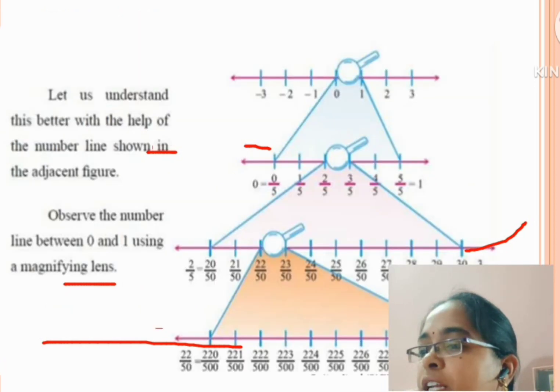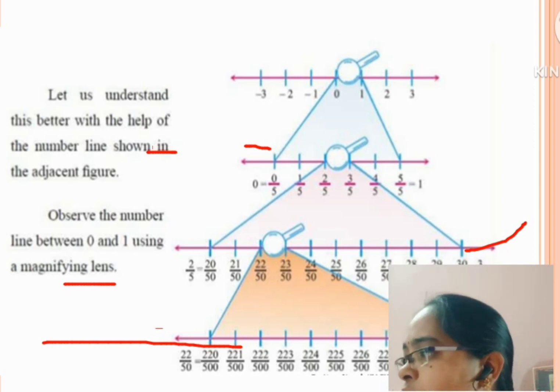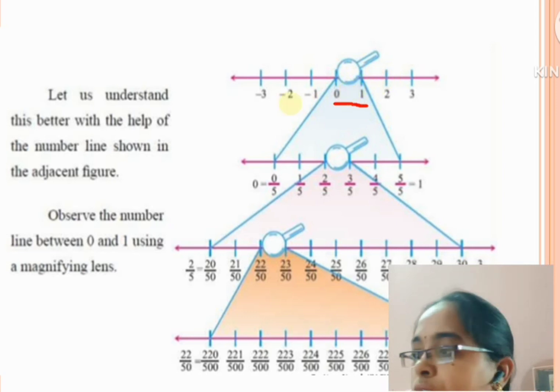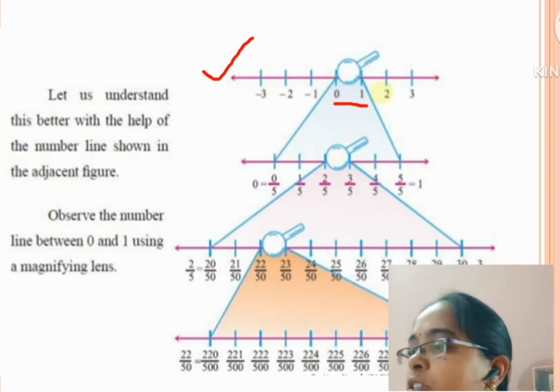If you observe this picture clearly, we can understand how there are infinite rational numbers between any two integers on the number line. Now see in the first picture, observe this number line. We have a number line, and we are observing between 0 and 1 only. Initially there is no number between 0 and 1. If you consider this as an integer number line, there is no integer between 0 and 1. If we closely observe, there are rational numbers between 0 and 1.